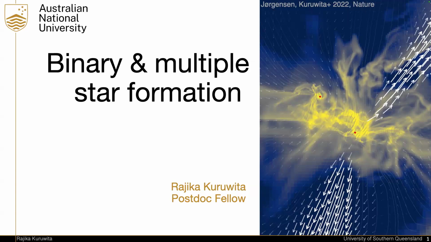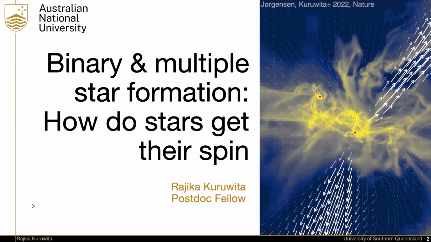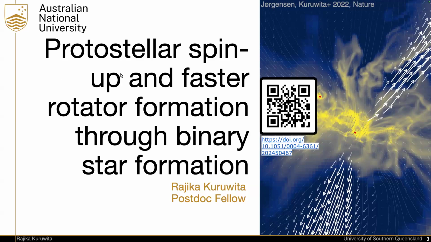I always wanted to be an exoplanet person, but the way that my career path fell, I just went into star formation. But stars and planets form together, and I often try to use exoplanets to motivate a lot of my research. So today I'll generally talk about binary and multiple star formation, but specifically how stars get their spin. I'll go into details about some work published in 2024 with this boring title, Protostellar spin up and fast rotator formation through binary star formation. If you want to check out the paper, you can go to this DOI or just look it up.